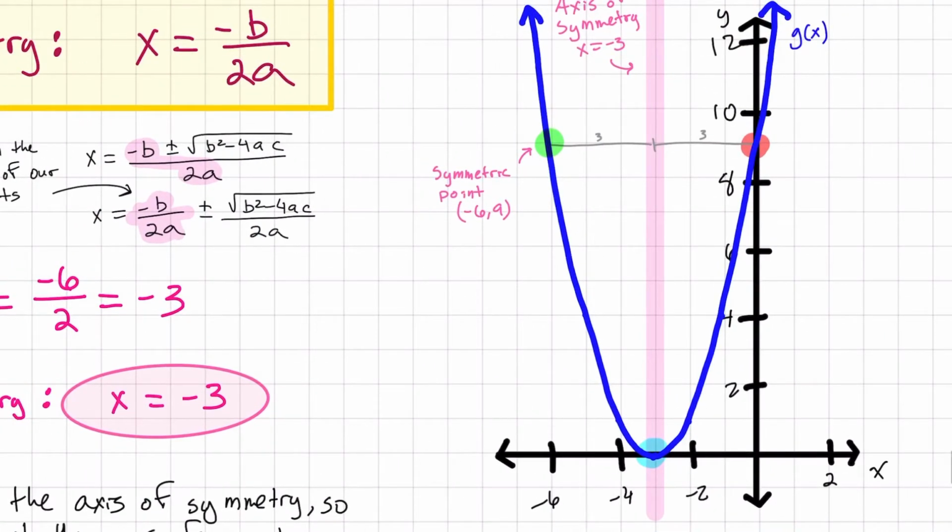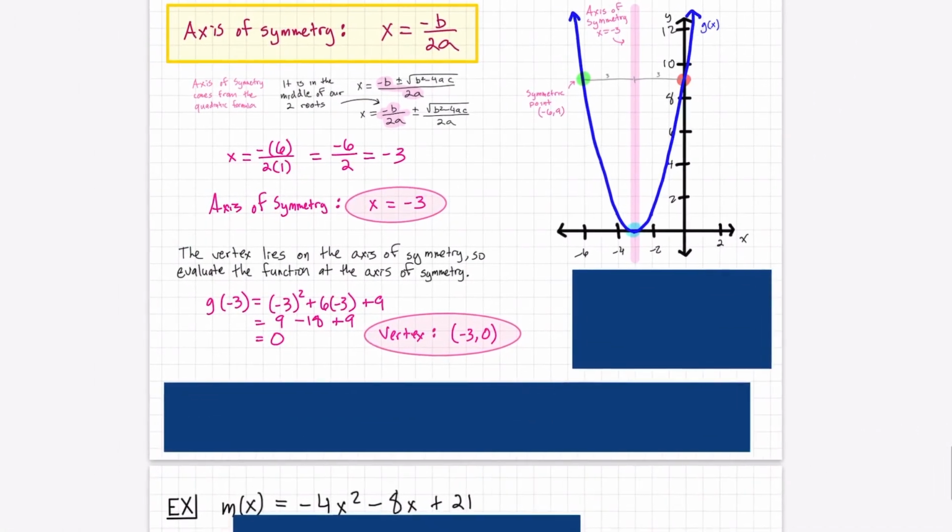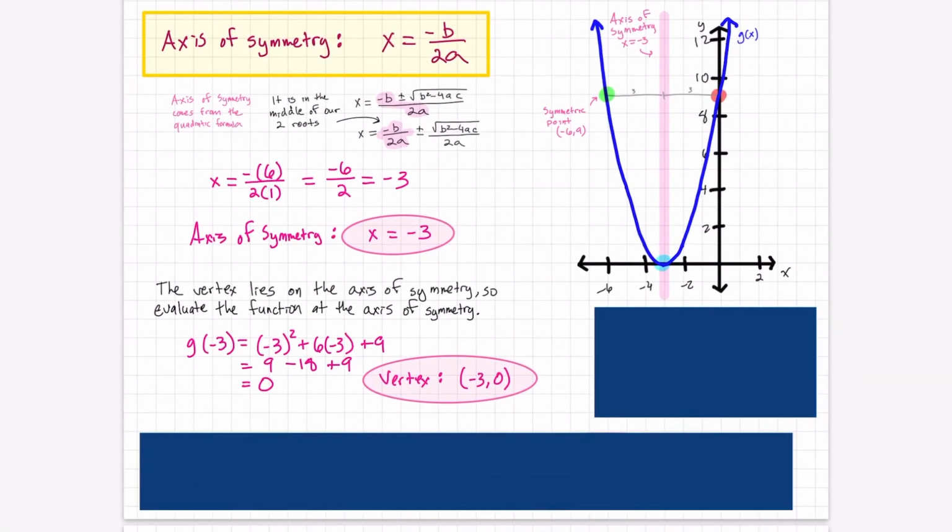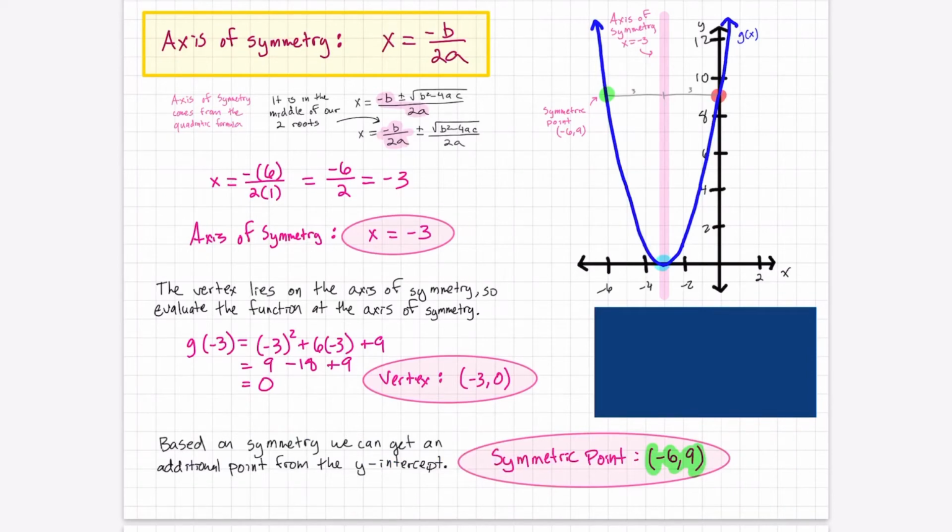I knew from my y-intercept, I knew my y-intercept was at 0, 9, just from the problem. And this is an axis of symmetry. So 3 units away from my axis of symmetry is my y-intercept. Well, that means that 3 units away on the other side is going to be another point on the parabola. So I can plot that point, and this point here is this negative 6, comma 9. So I know that point from knowing about symmetry. So there's my symmetric point.